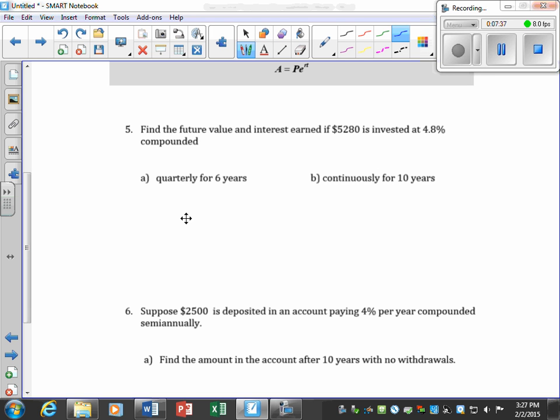Number 5, the future value and interest, find the future value and interest earned. If we have $5,280, invest it, let's name it, that's our P, invest it at a rate, which remember we write a rate as a decimal, moving it 2 places, so it's 0.048 as a decimal, and compound it quarterly for 6 years. Well, quarterly means n equals 4, and our 6 is t. So we kind of jot down some of our variables as we go.